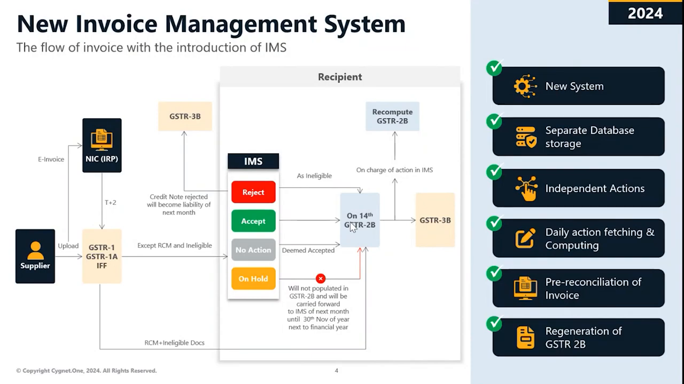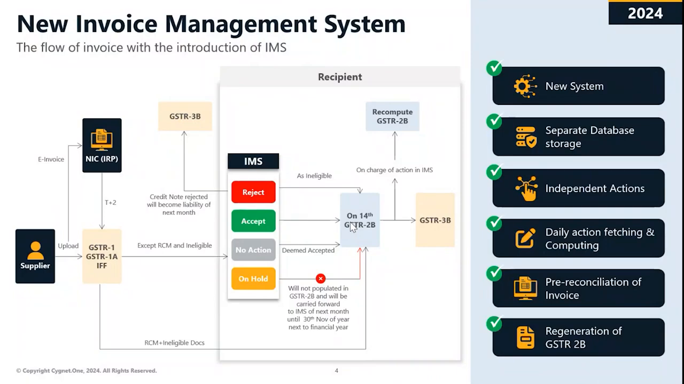If you see the first part of our chart, as soon as your supplier generates an e-invoice, the data flows into the IMS. You will be able to see the data and take action in the IMS. Now, if he's not covered under e-invoicing, let's say he uploads all the GSTR 1 data on the 10th of the month and then does the filing later, probably on the 11th or 12th. In that case also, as soon as he saves the data in GSTR 1, it will appear in your IMS. And that IMS is live.